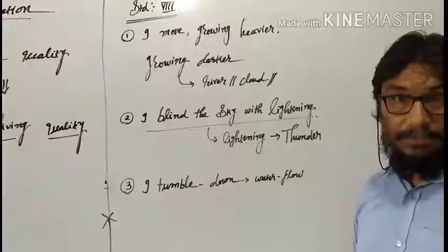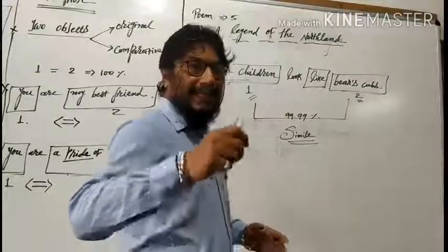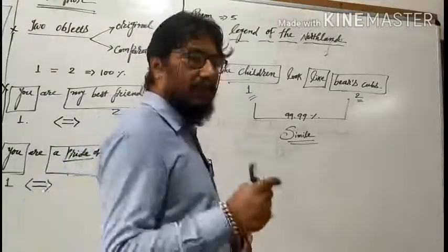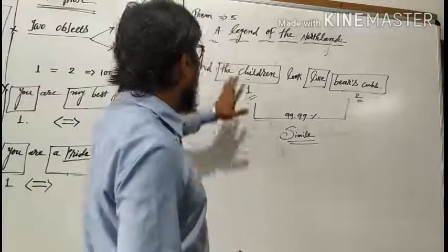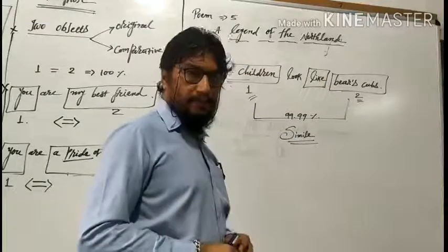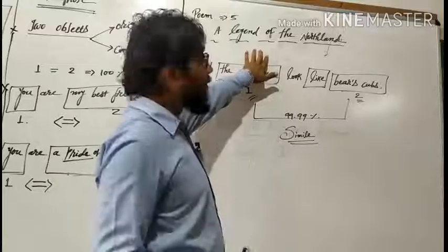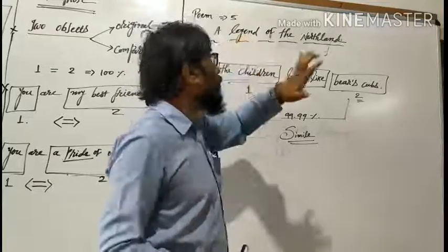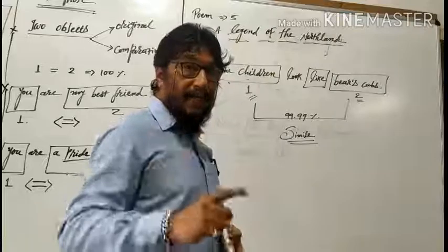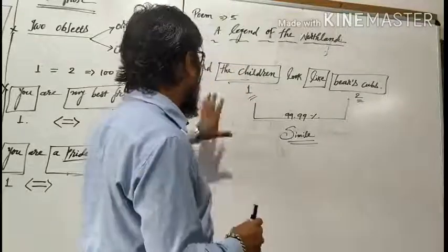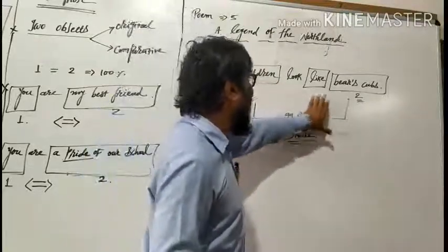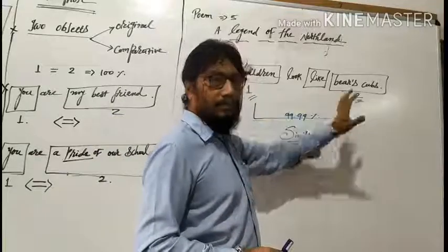Got the idea? Another example I'll give you, that is from poem number 5, the 5th poem, A Legend of the Northland. This is your 5th poem. There, one poem line is there: "the children look like bear's cubs."